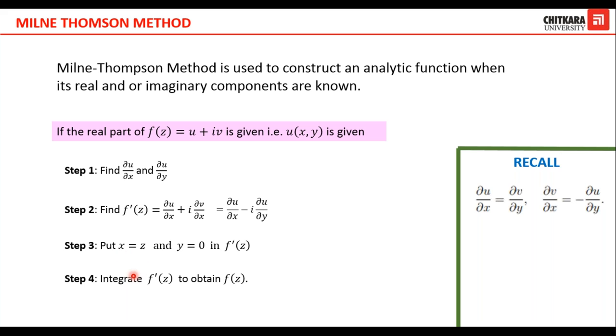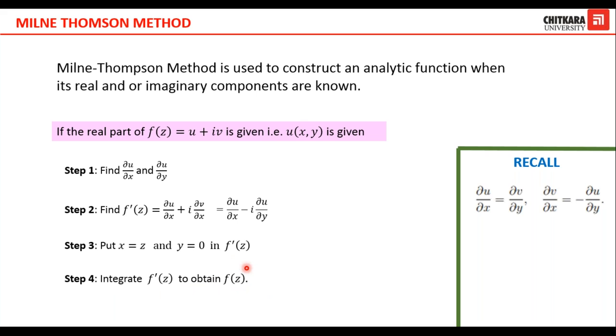After this, step number four. Now when you convert x as z and y as 0, the entire function will be now in terms of z. So your last step is you integrate that function in terms of z and you will get the value of fz from there. Right? So I'm repeating these steps. Step number one, calculate the first order partial derivatives, curl u by curl x and curl u by curl y. In step number two, use the formula for f dash z as curl u by curl x minus iota curl u by curl y. Then substitute x as z and substitute y as 0. And then finally integrate that expression to get the value of the function.